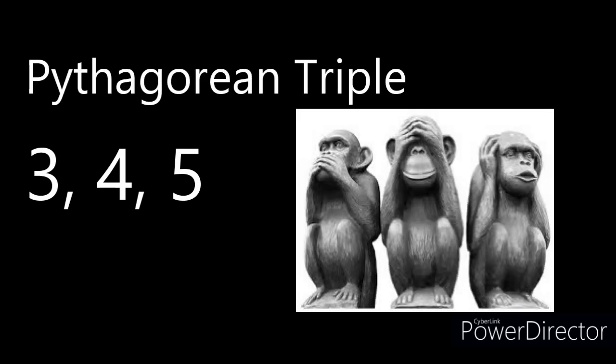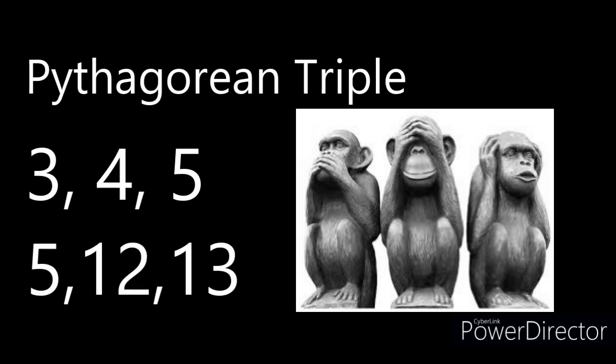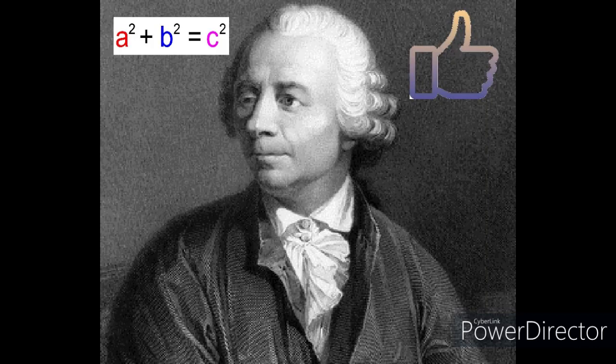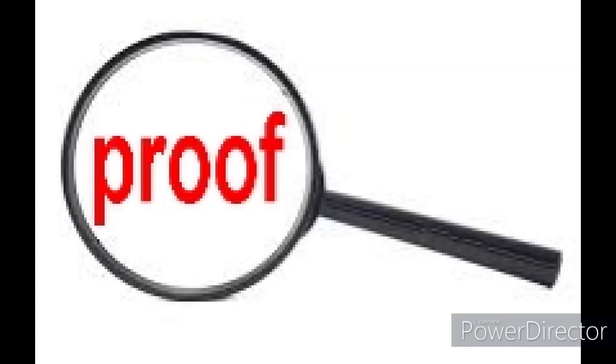Now, a series of integers that can fulfill the Pythagorean theorem is called a Pythagorean triple, like our example, 3, 4, and 5. Another example is 5, 12, and 13. The example we have shown is one proof of the Pythagorean theorem. There are almost 400 other proofs of the Pythagorean theorem, which is what people did before they had social media. Another proof is the arrangement of shapes.